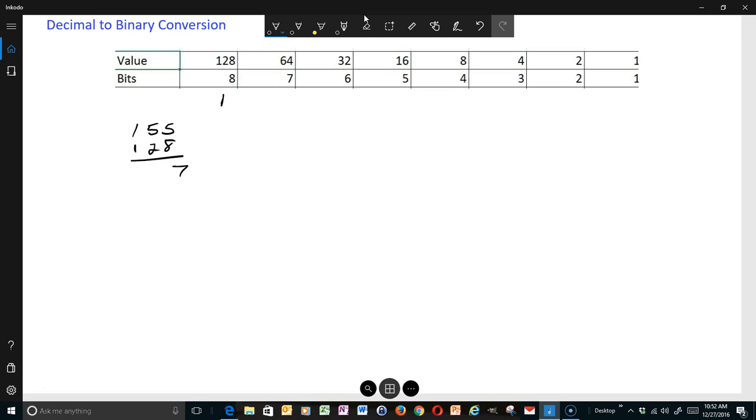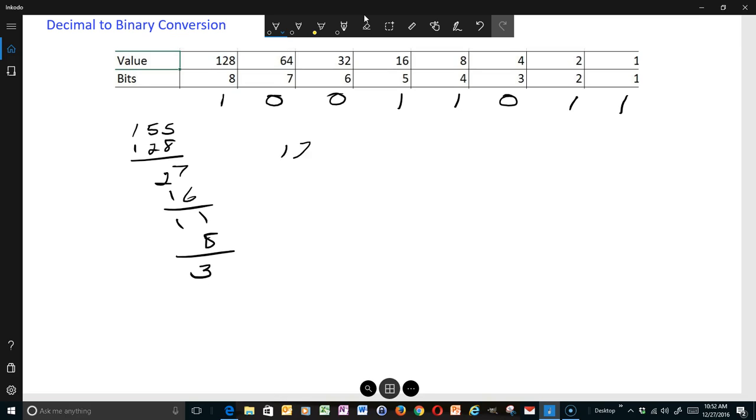That's going to be what? 27. Are there any 64s? No. Are there any 32s? No. Are there any 16s? Yep, there's one 16. That leaves 11. Does that sound right? Are there any 8s in 11? Yes, there's 1 8, and we subtract 8 from that, we get 3. Are there any 4s? No. Are there any 2s? Yep, there's 1. We'll just keep going with a 1. So that should be the binary representation of 155.